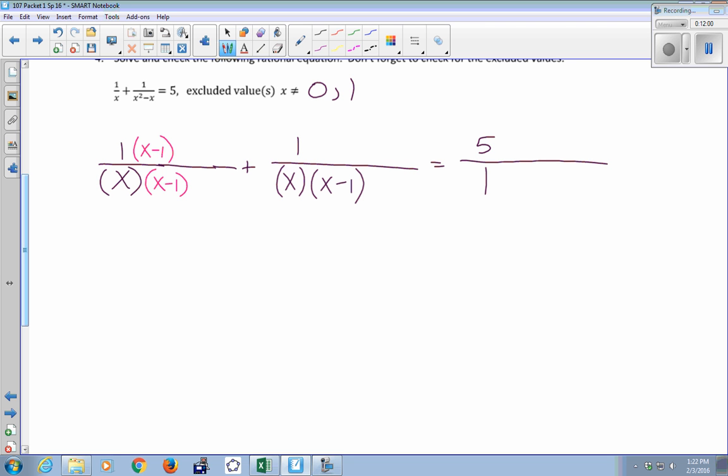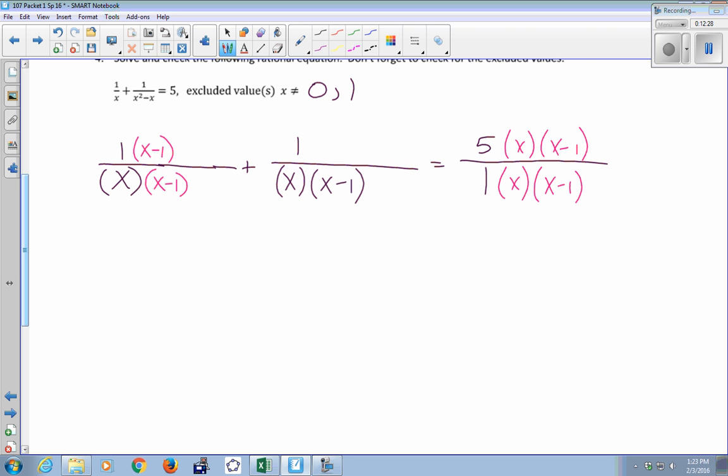So now my first two fractions have the same denominator. My last fraction needs to have the same denominator as the first two. So it looks at those two and it's like, oh, you guys have an x and an x minus 1. I need those. So we have to give it both of those. Now everybody has the same denominator.